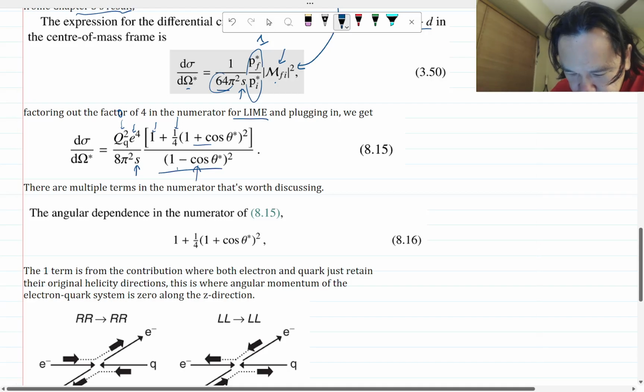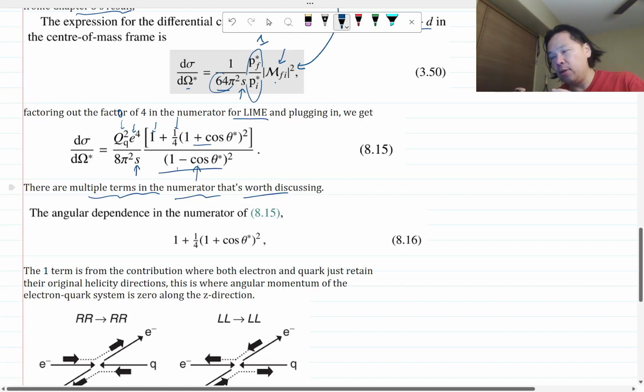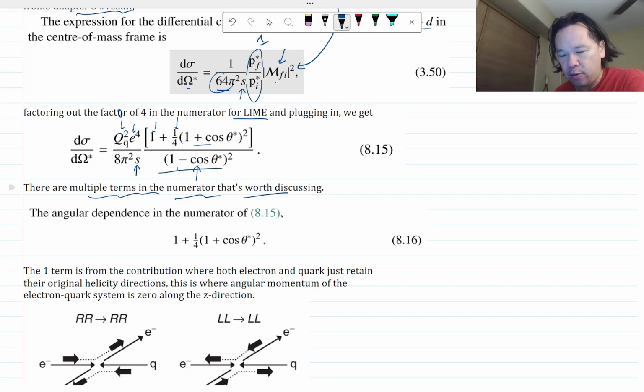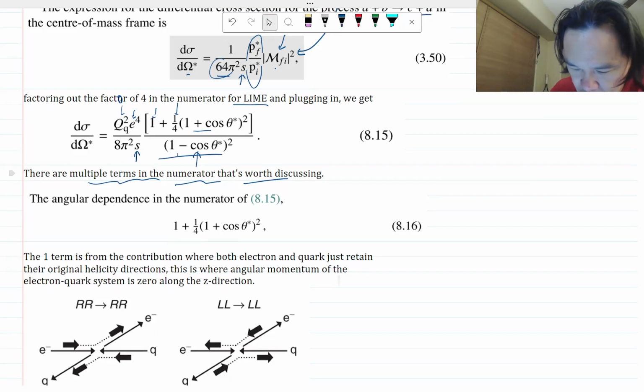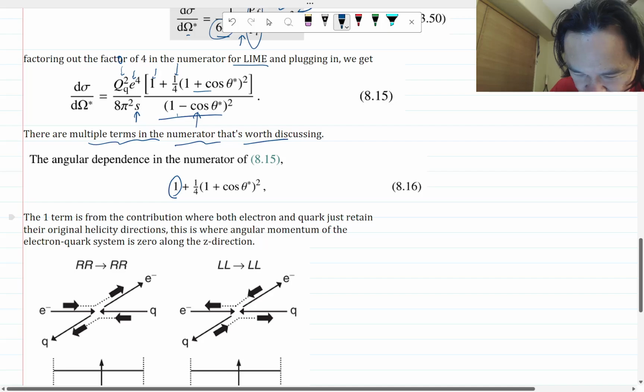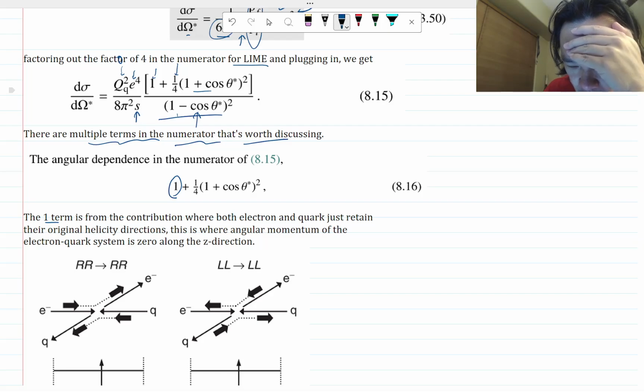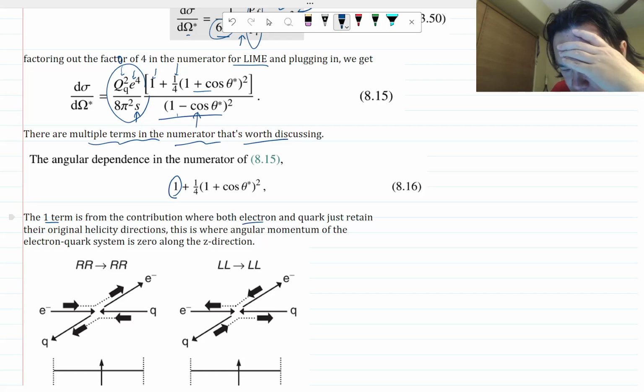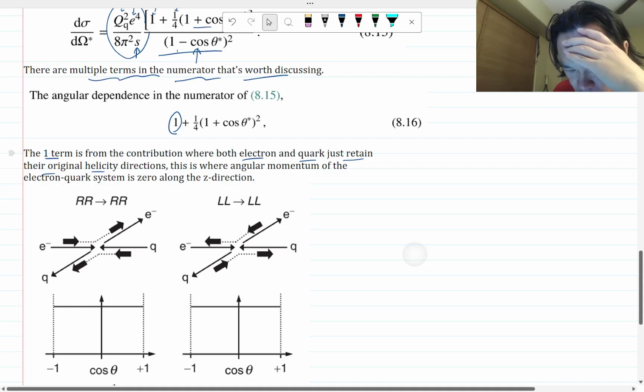So these terms in the numerator are really worth discussing because it harkens back to what we learned in chapter 6, where we have these spin sums, helicity sums. The first term, this 1 here, is really not just 1. It's 1 divided by 1 over cosine squared theta times a bunch of stuff. This is the term where both the electron and the quark actually just retain their original helicity directions.